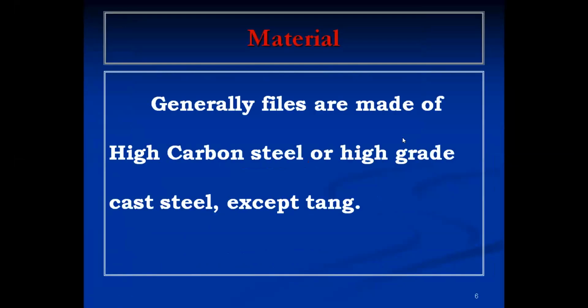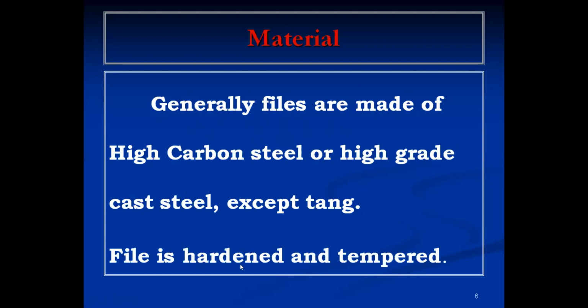Next, by which metal are the files made? So next we come to the material of the file. Generally files are made of high carbon steel or high grade cast steel. In simple words, high carbon steel or high grade cast steel is the material used for making a file. Next, the file is hardened and tempered.